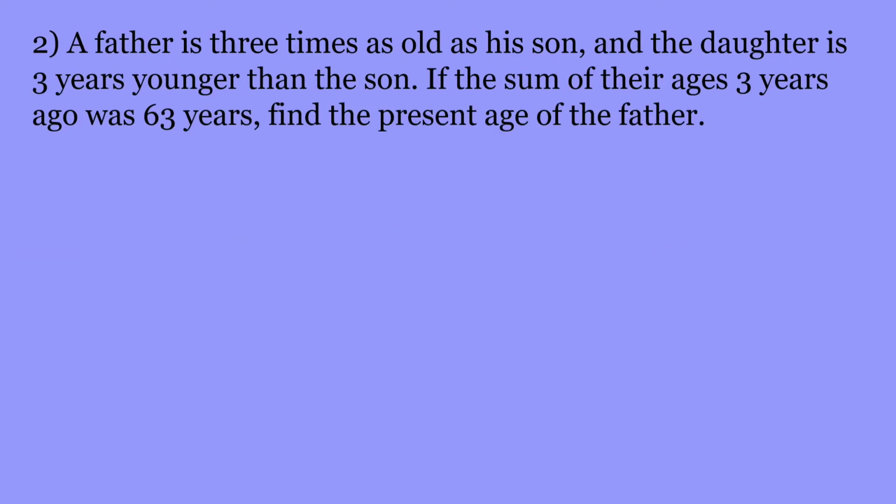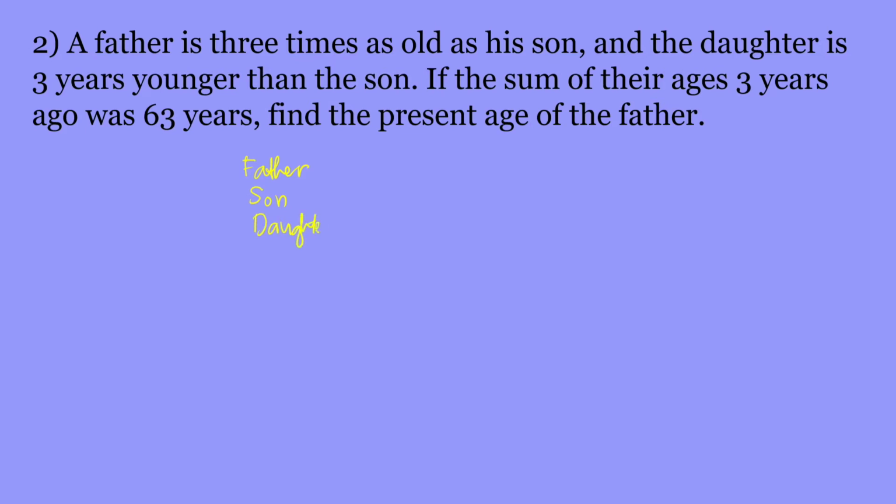Okay, number 2. A father is 3 times as old as his son, and the daughter is 3 years younger than the son. If the sum of their ages 3 years ago was 63 years, find the present age of the father. Now we can see here 3 persons. So the father, and then his son, and then his daughter.